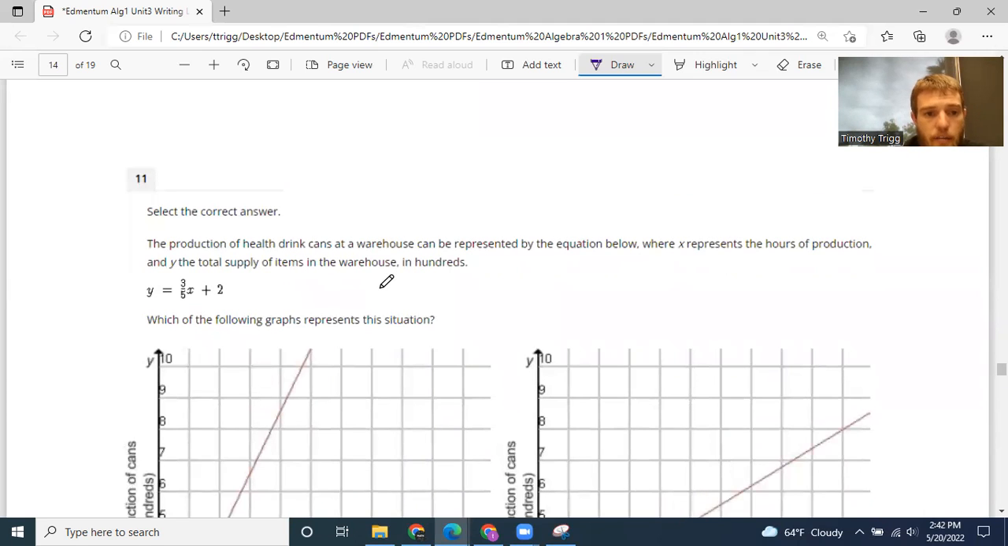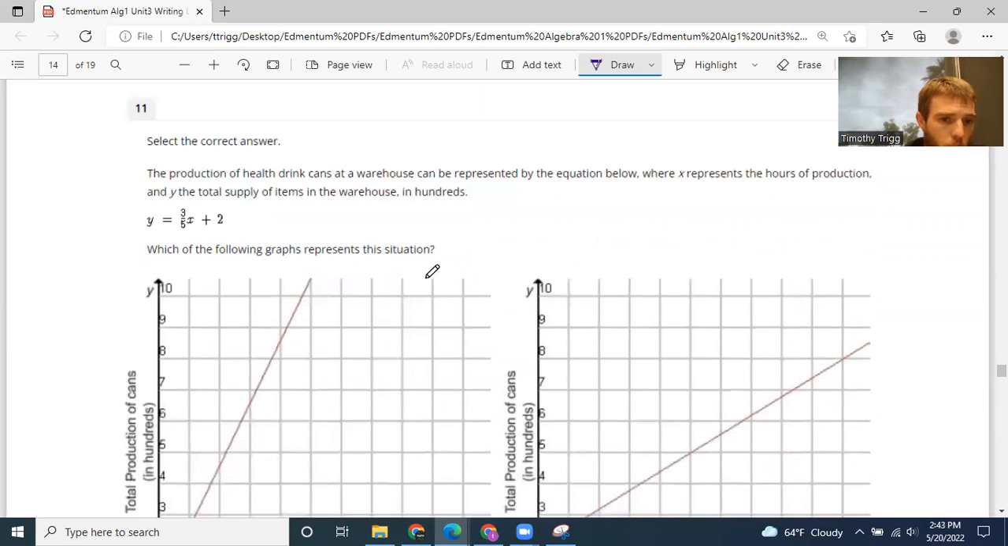The production of health drink cans at a warehouse can be represented by the equation below, where X represents the hours of production and Y, the total supply of items in the warehouse in hundreds. Y equals 3/5 X plus 2. Which of the following graphs represent the situation? Well, we know our y-intercept is 2.